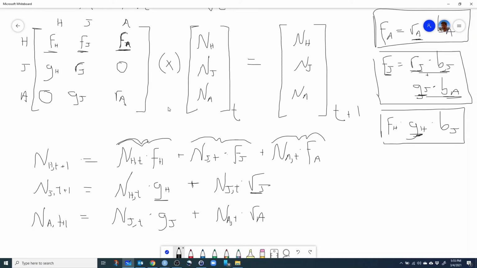All right, so let's think about what we just did. We have taken the total number of hatchlings, juveniles, and adults in the population at time t, right? And we've used those to compute the total number of hatchlings, juveniles, and adults at time t plus 1. Now, what we've just done is matrix multiplication. And let me just show you why.